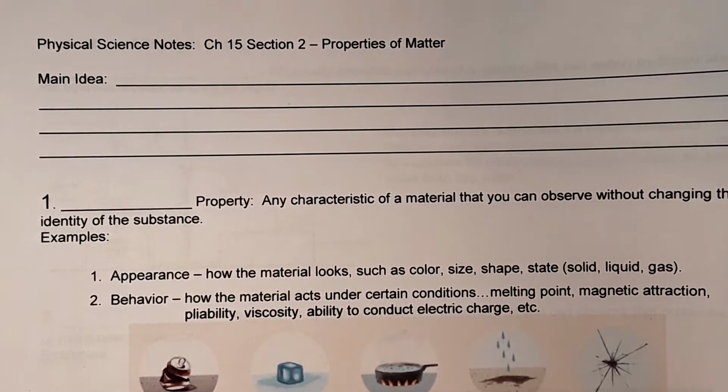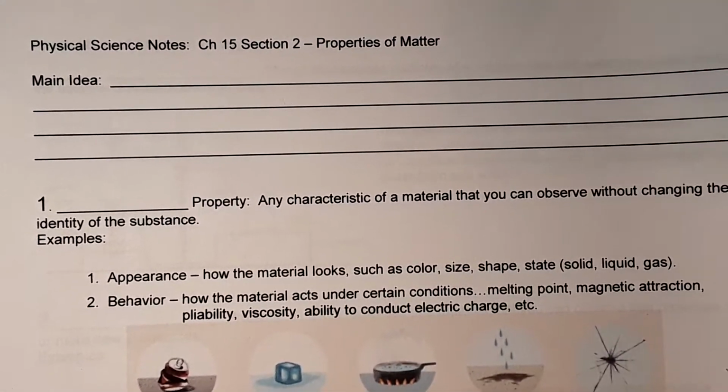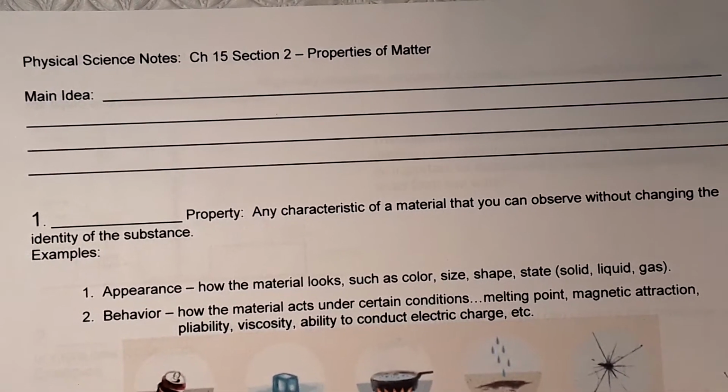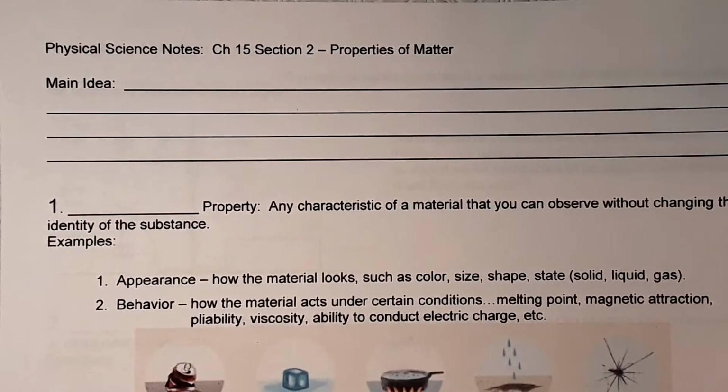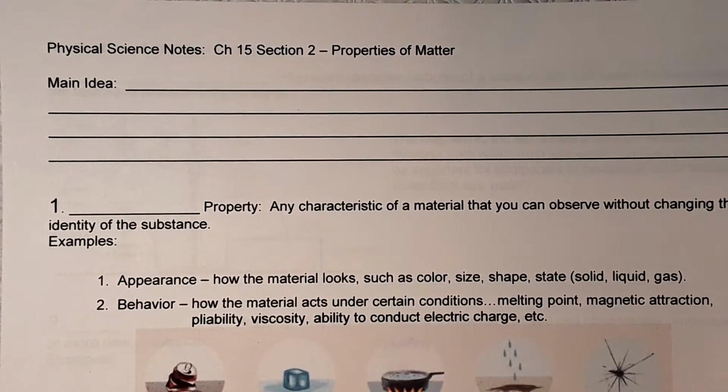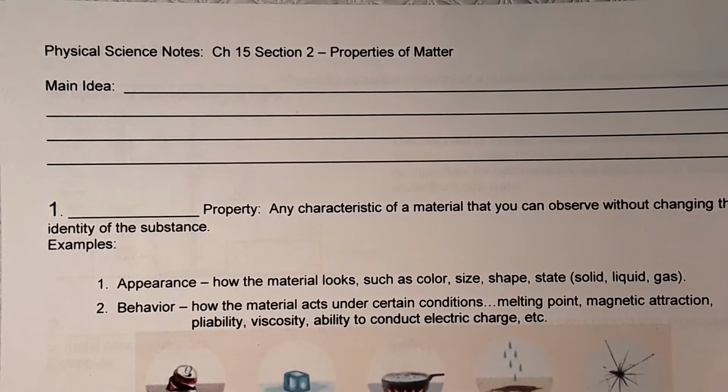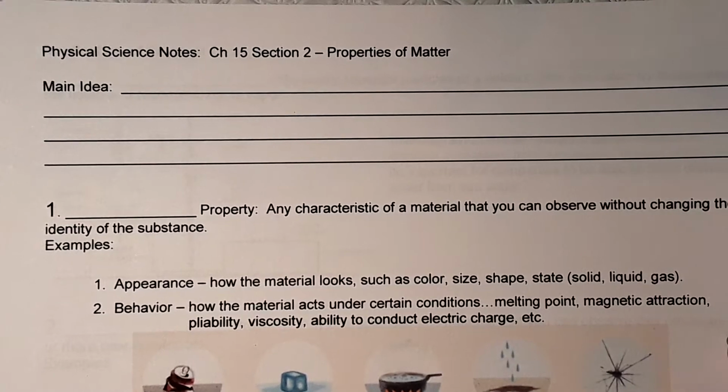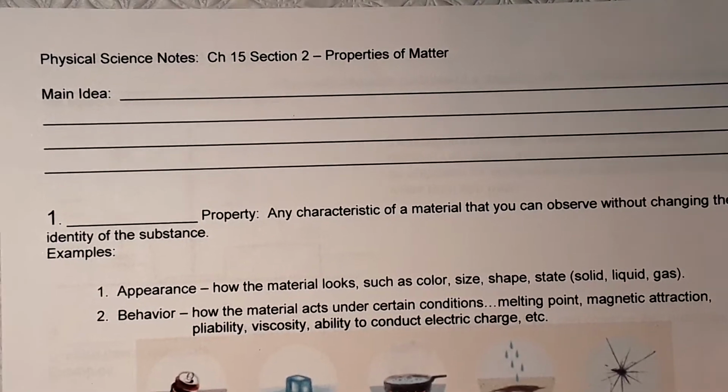Hello everybody. Today we're going to be looking at section 2 of chapter 15. There's only the two sections, so we're actually almost done with this chapter. Now section 2 is about properties of matter. Section 1 was about the composition, what matter is made up of, and section 2 is about properties.